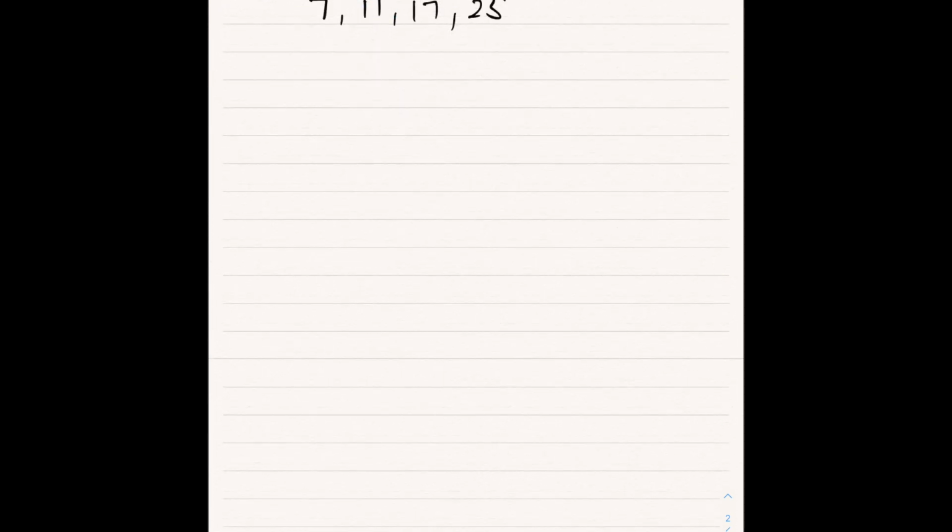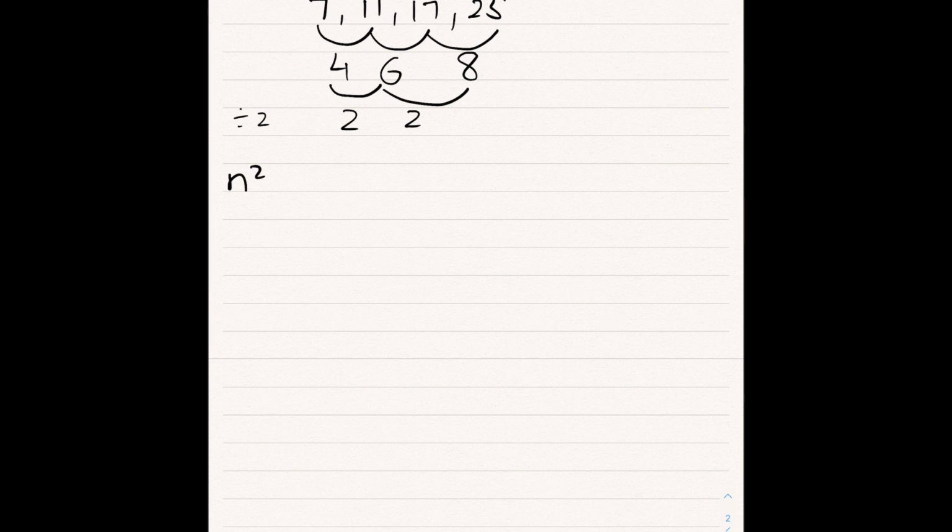Now next question, we have 7, 11, 17, and 25. As always, we find the difference between these numbers. We have 4, 6, 8. Next is to find the difference between those numbers. So we have 2 and we have 2. Therefore, if we divide 2 by 2, we get n squared. So let me just write the square numbers: 1, 4, and 9. Now the next stage is to find the difference.